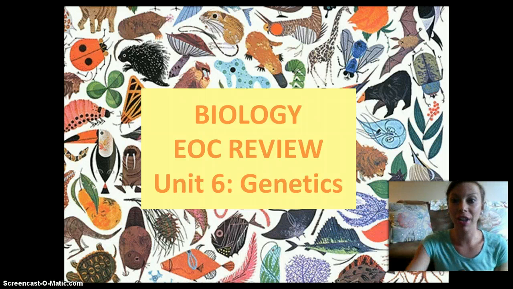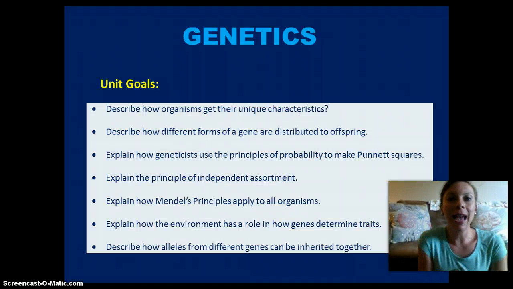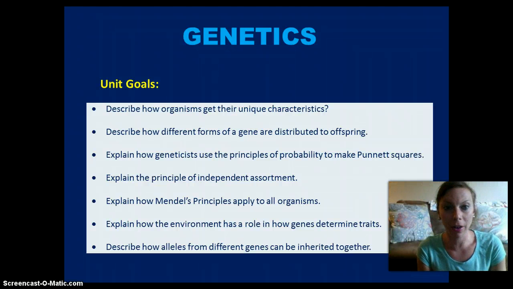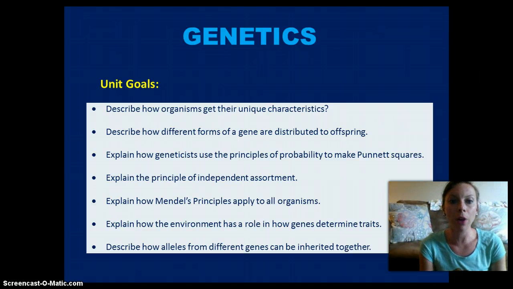This focus is genetics. So you need to understand how organisms inherit their unique characteristics, describe how different forms of the gene are distributed to an offspring, explain how geneticists use the principles of probability to make Punnett squares. You need to understand the laws of independent assortment and the law of segregation, and how these laws apply to all organisms. You need to explain how the environment has a role on how genes determine traits, and you also have to describe how alleles from different genes can be inherited together.